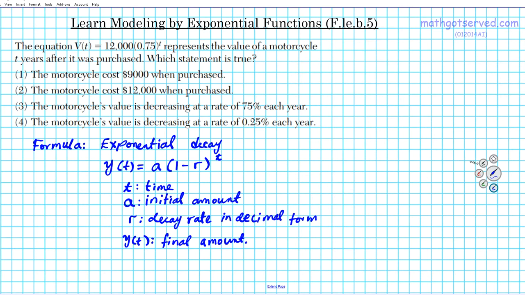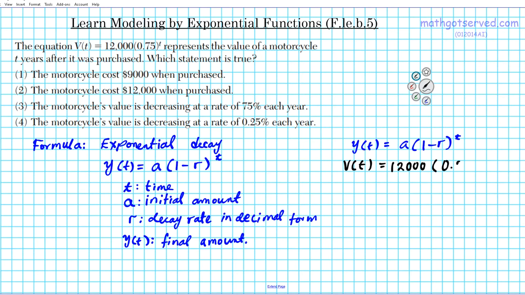Okay, so the original formula that we just wrote is y of t equals a times the quantity 1 minus r to the t. And let's adapt it to this situation with this motorcycle's value. So V of t is equal to 12,000 times 0.75 to the t.